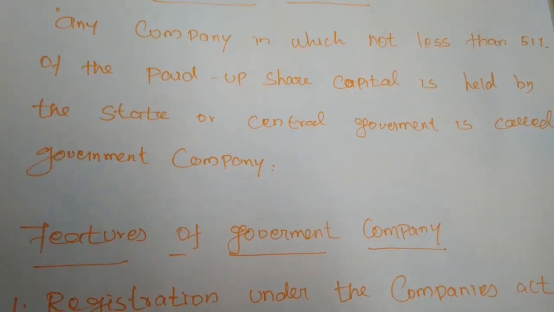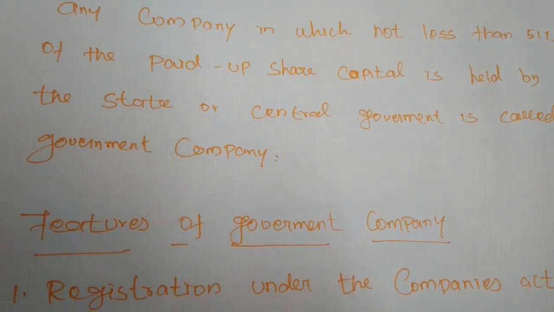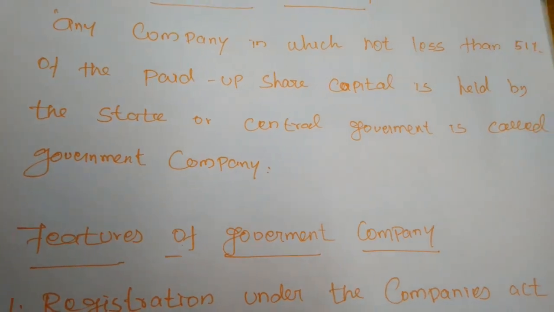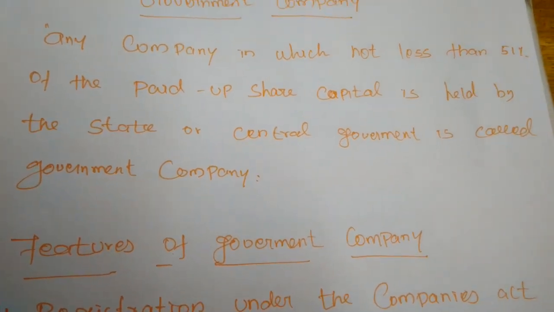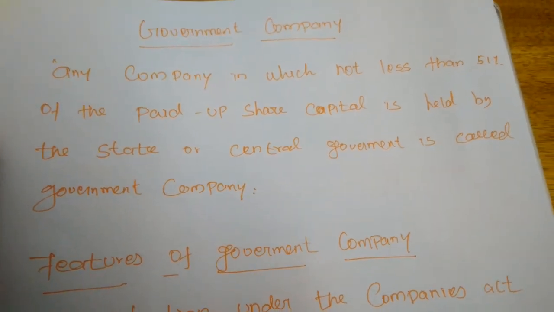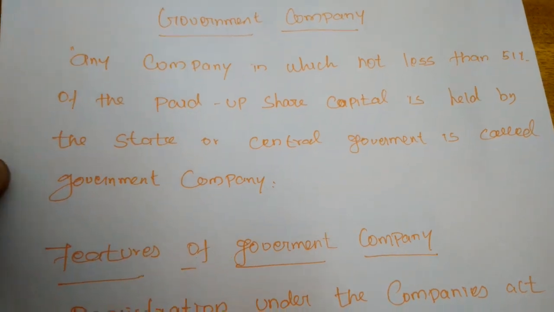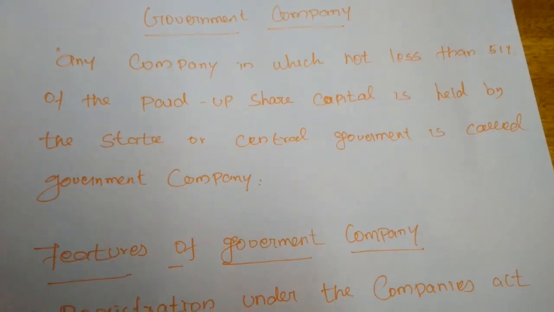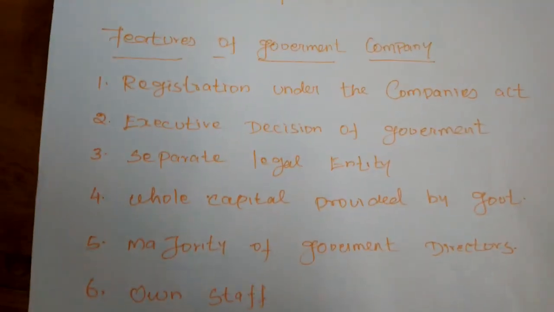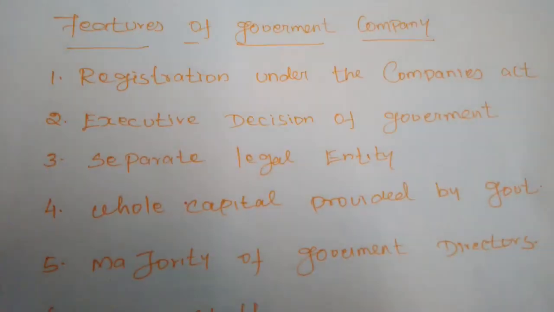This paid up share capital may be held by one state government or the central government, or one central government and two or more state governments, or part of the share may be held by the central government and part of the share by the state government. Anyway, if 51 percent of the paid up share capital is held by some government, it is considered a government company. Next, the features of the government company. What features are there in the government company?